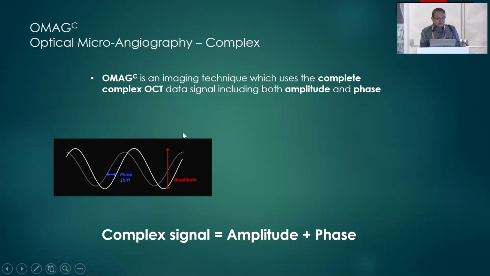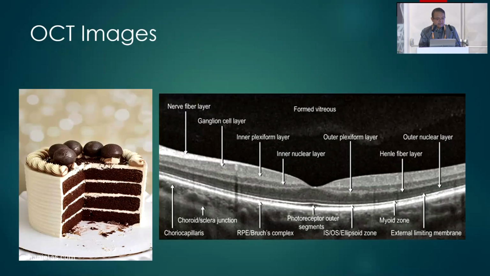I will be talking mostly about Zeiss Cirrus 6000 because I have that machine and I don't have any financial interest in it. Zeiss uses OMAG, OCT microangiography complex. OMAG is an imaging technique which uses the complete complex OCT data signal, including both amplitude and phase. This is the only machine which has phase and amplitude, so the pictures you get are much better.